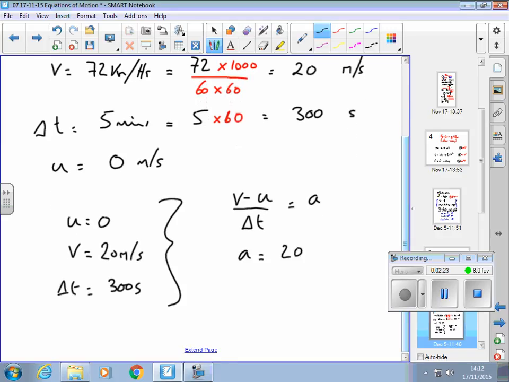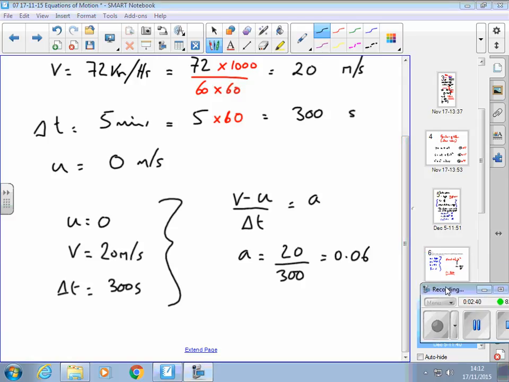20 minus u is 20 over delta t, which is 300. So the acceleration is going to be 20 divided by 300, which is 0.06. Is that rounded? Right, so let's call it 0.067 to two significant figures. And the unit? Meters per second squared to two significant figures. That's the sort of ideal way to leave that answer, because we've rounded it. 0.067 meters per second squared to two significant figures.